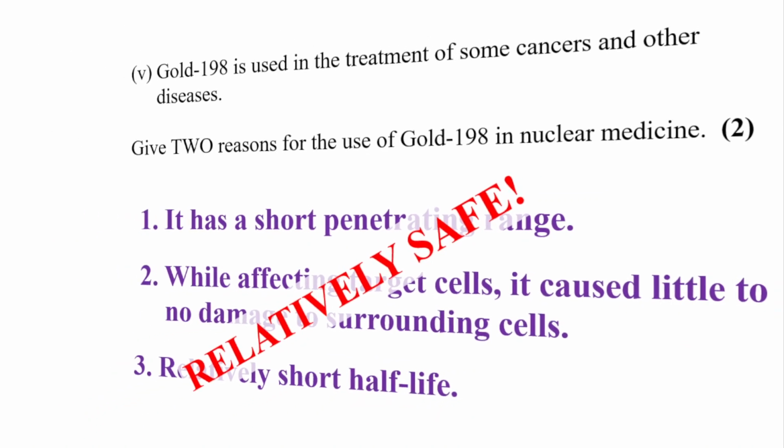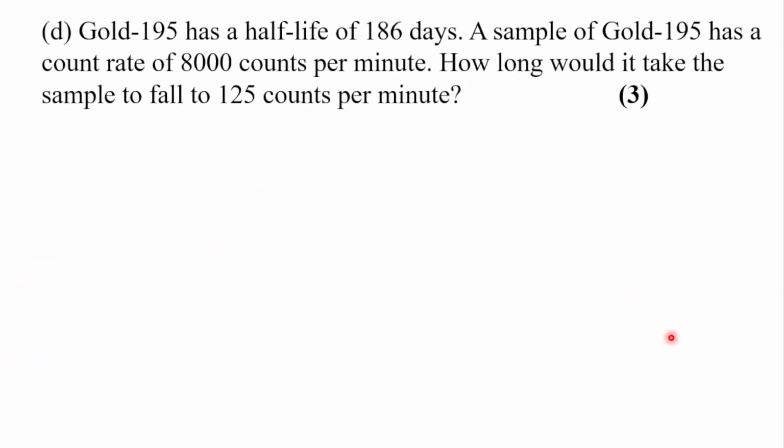All right. So next part of the question here, it's gold 195. I think this is the last part of the question. It's gold 195, which is a different type of isotope now. It has a half-life of 186 days. A sample of gold 195 has a count rate of 1,000 counts per minute. How long will it take the sample to fall to 125 counts per minute?